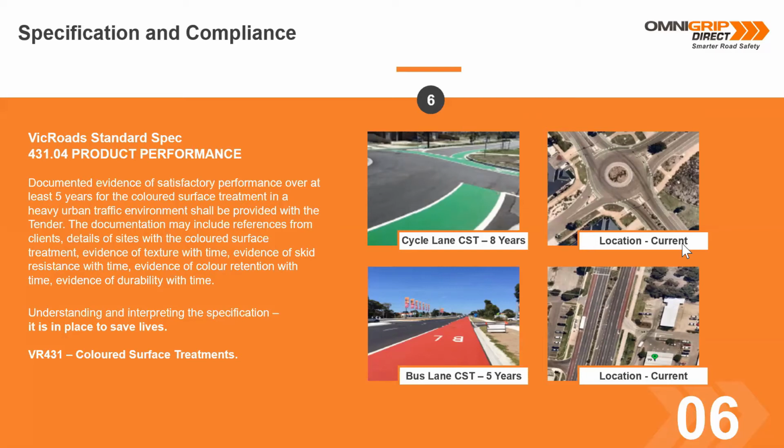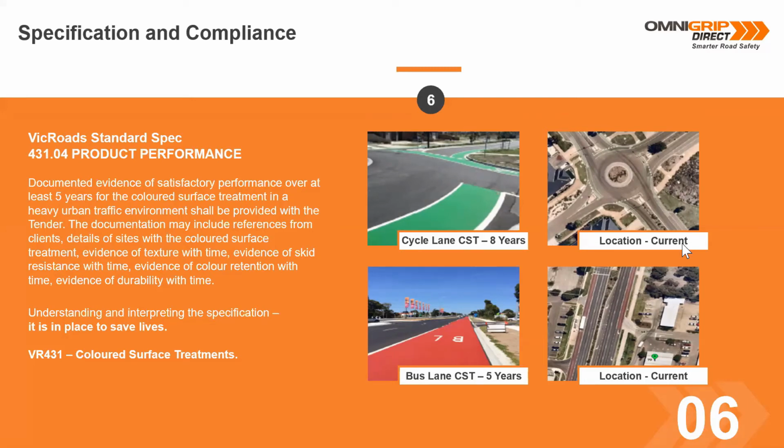So the excerpt on the screen there says documented evidence of satisfactory performance over at least 5 years for the coloured surface treatment in a heavy urban traffic environment must be provided with the tender or the secured work. The documentation may include references from clients, evidence of texture with time, evidence of skid resistance with time, colour retention, and durability. So what the spec is asking for is performance over 5 years to ensure that it adequately meets the requirement. Now, understanding and interpreting this specification is really important.